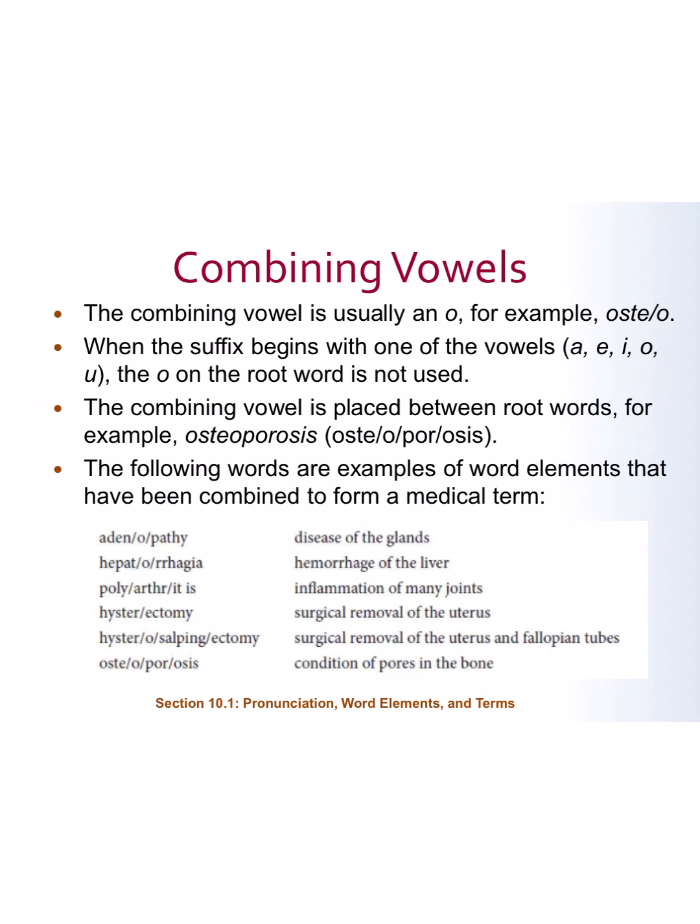For example, osteo. When the suffix begins with one of the vowels, A, E, I, O, or U, the O on the root word is not used. The combining vowel is placed between root words. For example, osteoporosis. The following words are examples of word elements that have been combined to form a medical term.